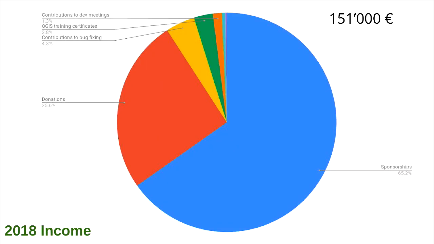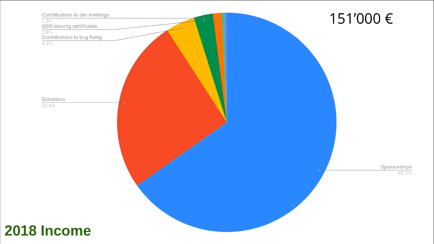So as part of that, we get, it should be renamed, but quite a substantial amount of money. This is 2018 income. Quite a substantial amount of money in sponsorship money, or sustaining membership money, which is really good for the project. And we also get money from selling training certificates.